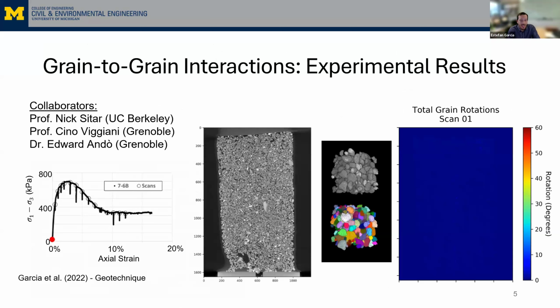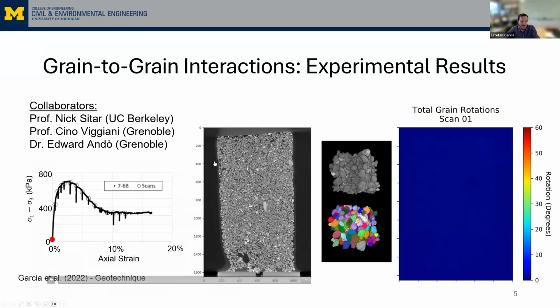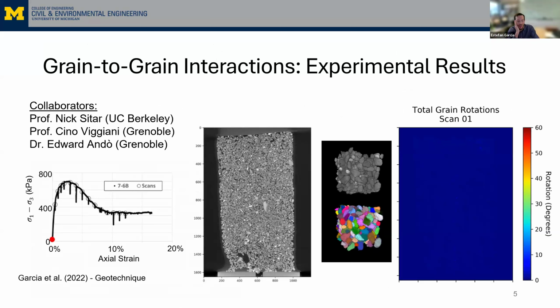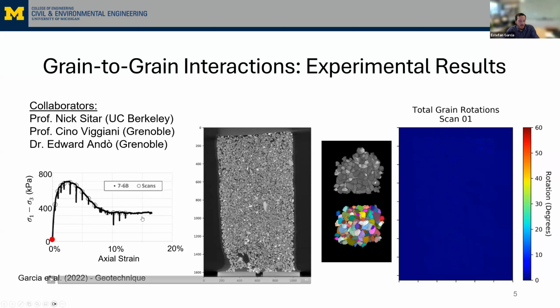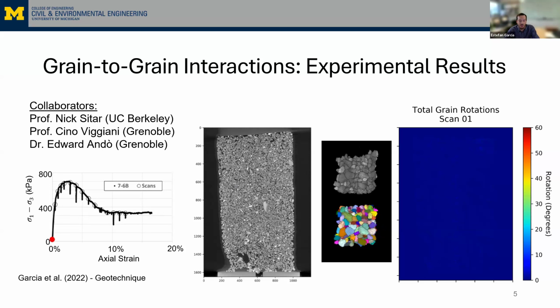Now, to investigate the mechanics of how fabric influences soil strength and deformation behavior, as you just saw, many researchers rely on tomographic techniques. In my case, I'm using the X-ray tomography facility at the University of Grenoble with some familiar names that you've seen in the previous two talks, including Professor Nick Sitar, Professor Cino Viggiani, and Dr. Edward Andò. And in this project, we specifically focused on the intact fabric of relatively undisturbed sand samples from Treasure Island in the San Francisco Bay of California.